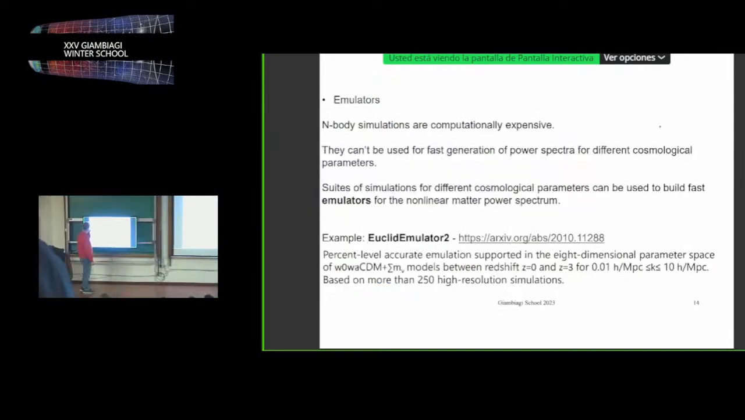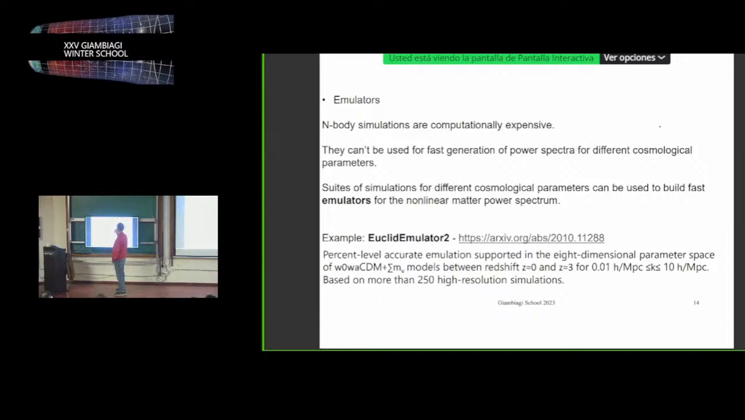And then another technique that has become very popular and important is emulators, which is a kind of a fit. I guess an emulator is a fancier name for a fit. What is an emulator? Again, you can generate a suite of n-body simulations, and with this suite, each one for different cosmological parameters, you make these emulators.